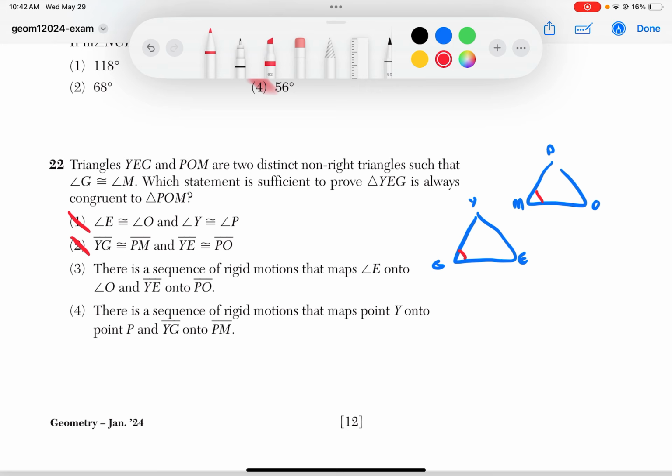Number 3 and 4 is where it gets dicey. There is a sequence of rigid motions that maps angle E onto angle O. Now, if we can map angle E onto angle O, then they are congruent. And it maps YE onto PO. That is angle, angle, side, which is a valid proof, so it's got to be 3.